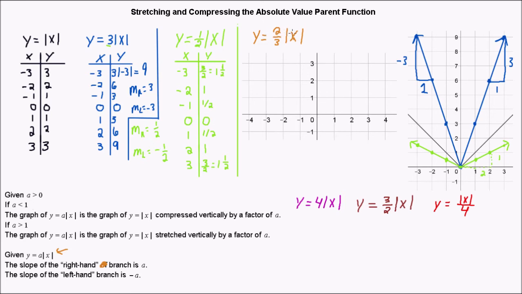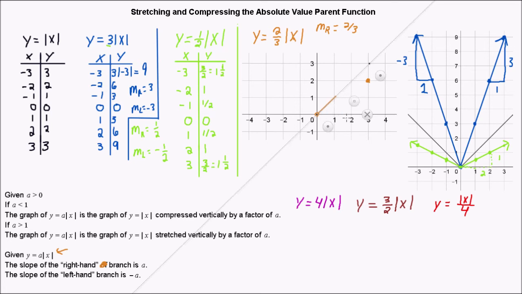So to plot this, I'm going to start at the vertex, which is 0, 0, and that's because this graph has not been translated left or right. There's videos on vertical and horizontal shifts in the link in this video. So I start at the vertex 0, 0, and I know the slope of the right-hand branch is going to be 2/3, which is a. So I'm going to go right 3, 1, 2, 3, and up 2, 1, 2. And that should give me the graph of the right-hand branch.